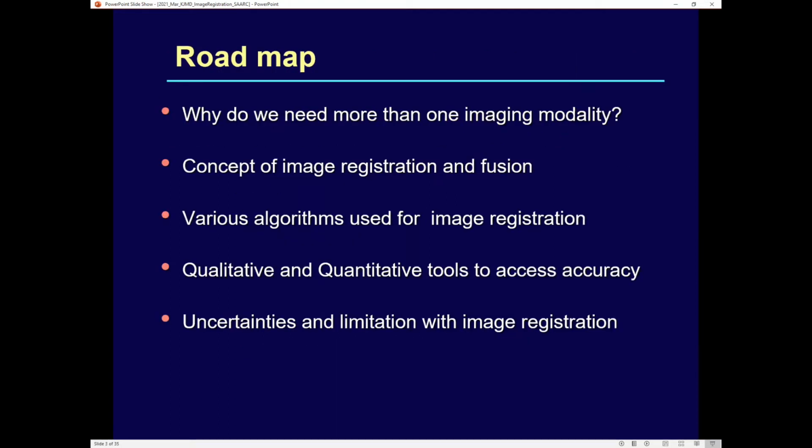I intend to answer the following questions during my lecture. Why do we need more than one imaging modality for target delineation in the era of precision radiation therapy? Also, explain the concept of image registration and fusion, and the various algorithms used for the purpose of image registration. We always require qualitative and quantitative tools to assess the accuracy of these registrations. Further, I would also like to discuss the uncertainties and limitations of these image registration processes, and where it can work in a given situation.